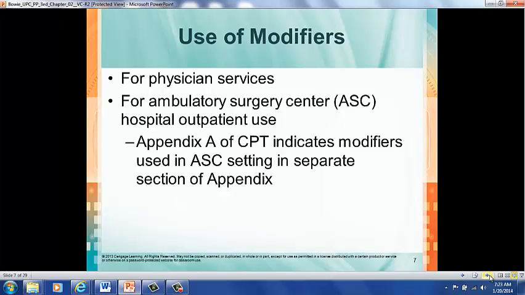Not all modifiers are approved for the use on ambulatory surgery claims. The list of approved modifiers is reviewed annually. Appendix A of CPT indicates modifiers used in the ASC setting in a separate section of the appendix.